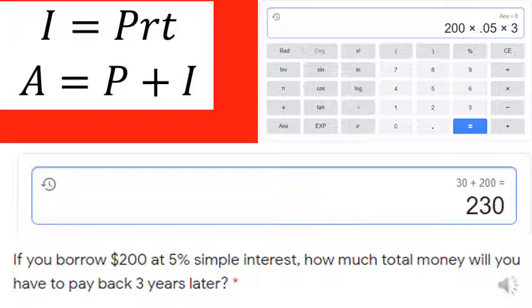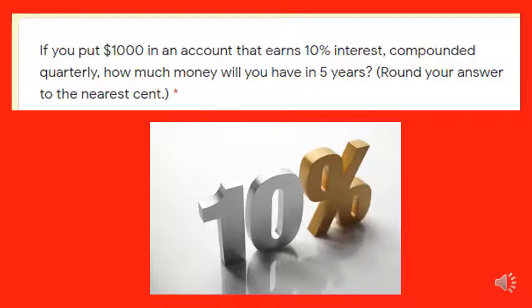And you can find the total amount you have to pay back, which is what we want to do in this problem, by taking the principal plus the interest. So what I did here is I took $200 that we borrowed times 0.05, 5% interest, times 3. If you crank that out, you get 30. We want to find the total amount, so I added 30 plus the 200 we started with, and your answer is $230.